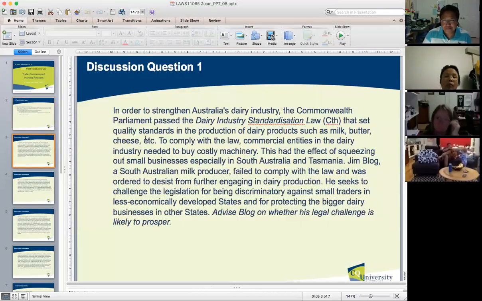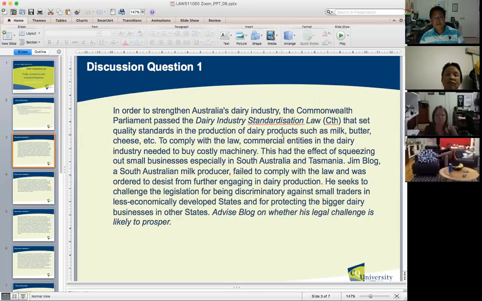Discussion question 1. In order to strengthen Australia's dairy industry, the Commonwealth Parliament passed the Dairy Industry Standardization Law, Commonwealth, that set quality standards in the production of dairy products such as milk, butter, cheese, etc. To comply with the law, commercial entities in the dairy industry needed to buy costly machinery. This had the effect of squeezing out small businesses, especially in South Australia and Tasmania.